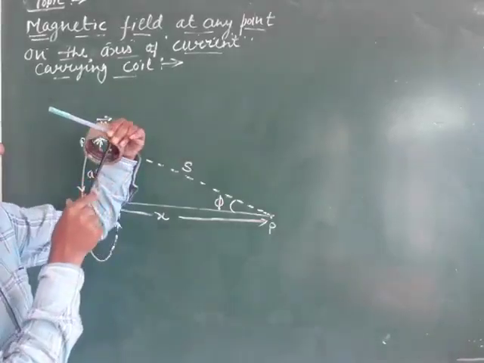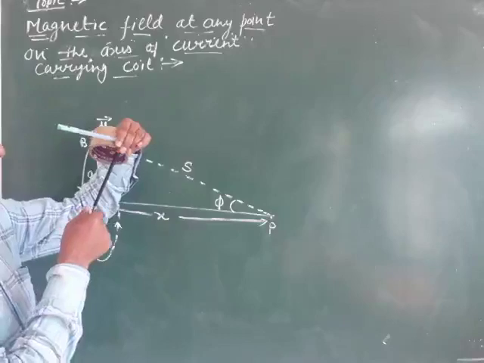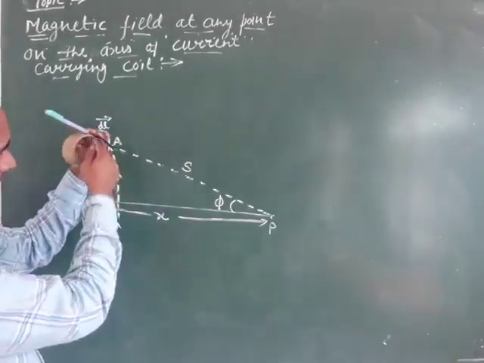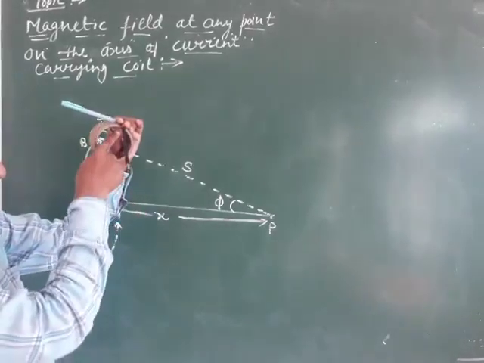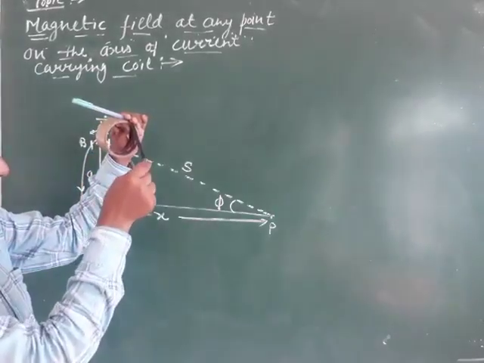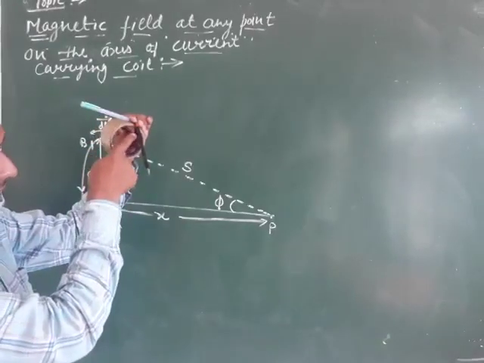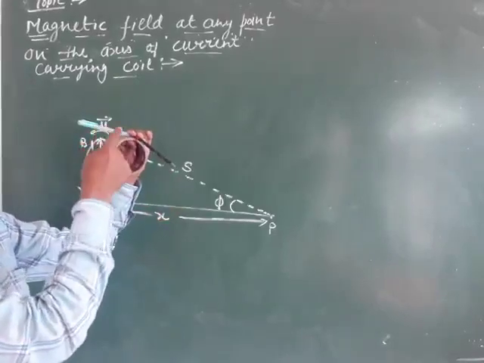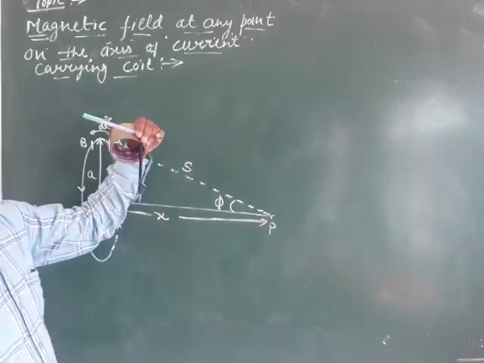See here, what is the angle? 90 degrees. What is the angle? 90 degrees. But the angle between this and the radius of this coil goes on changing, because the radius will come this side and this line is this side, the displacement vector. So the angle between the radius of the coil and the displacement vector will change, but the angle between the current element and the displacement vector does not change.